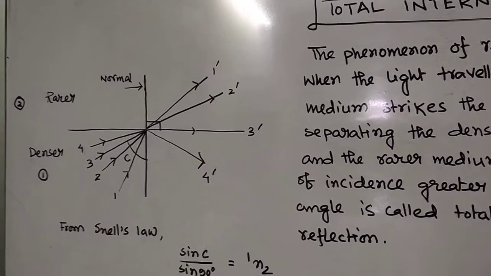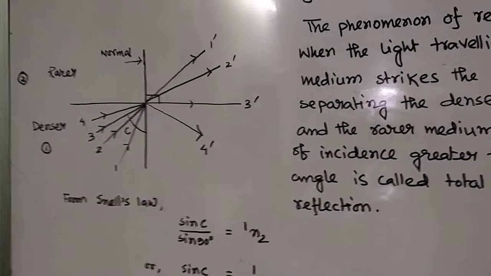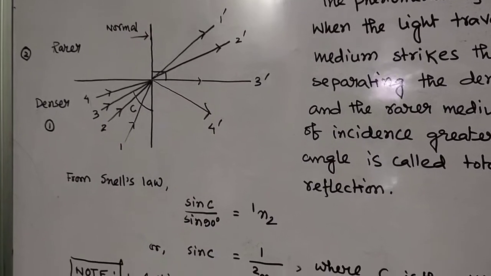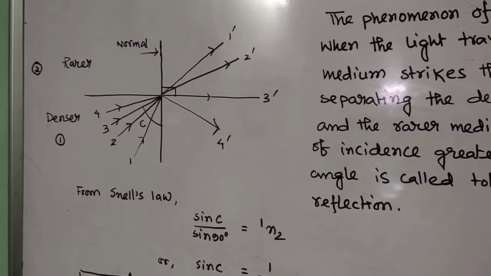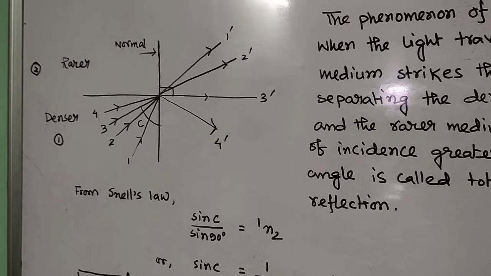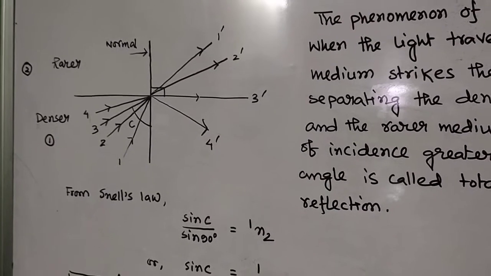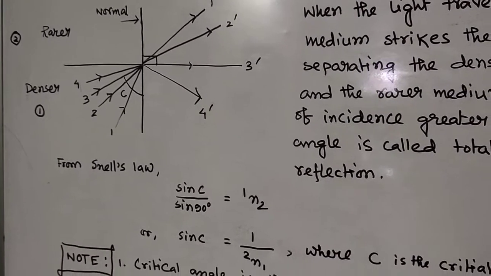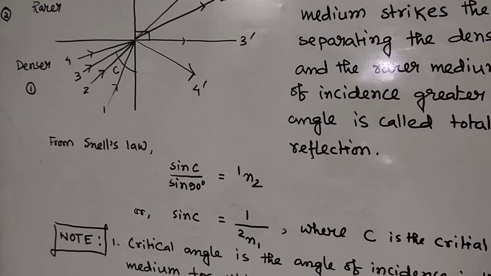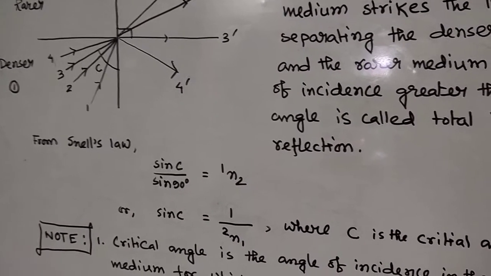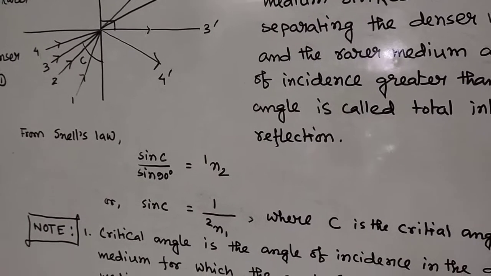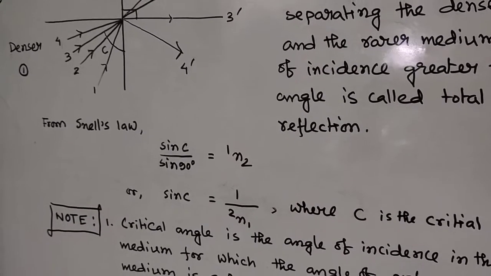Now you can apply Snell's law for ray number 3. Snell's law is sin i by sin r, that is sin C by sin 90 degrees, where sin C is for the incident part, and it equals the refractive index of the second medium with respect to the first, n21, where 2 is the rarer medium. If you simplify and reverse, then it becomes n12. n21 is nothing but 1 by n12.